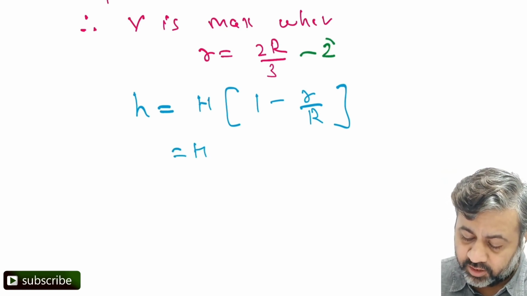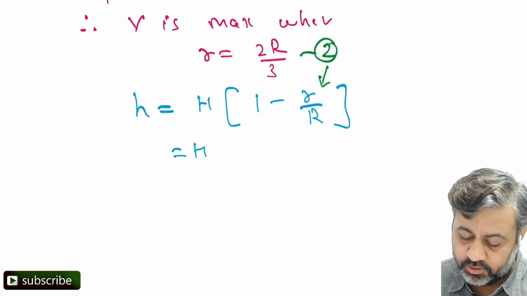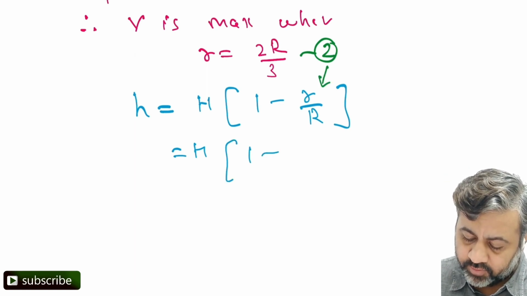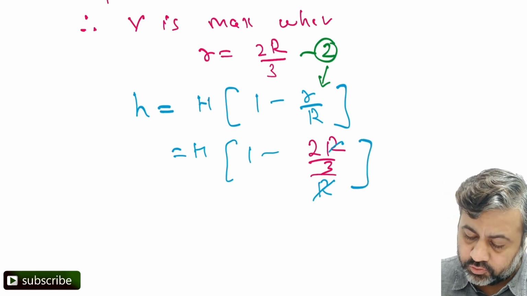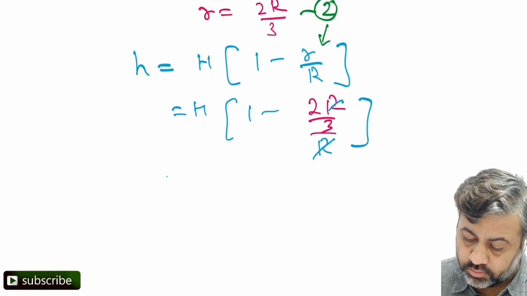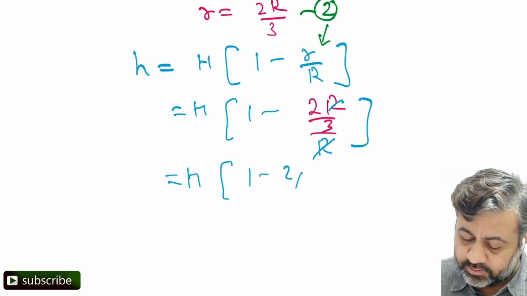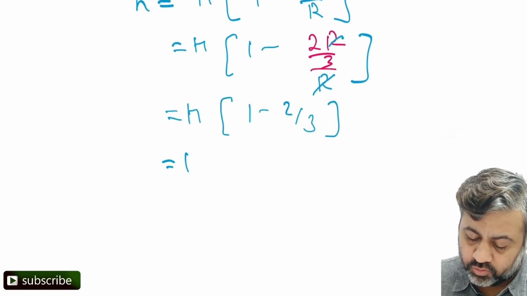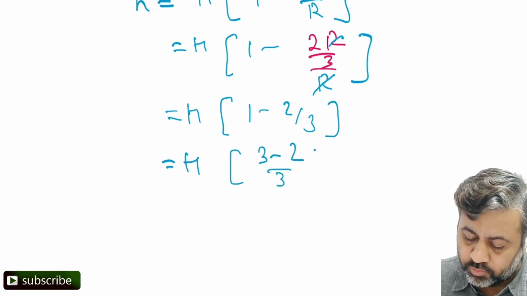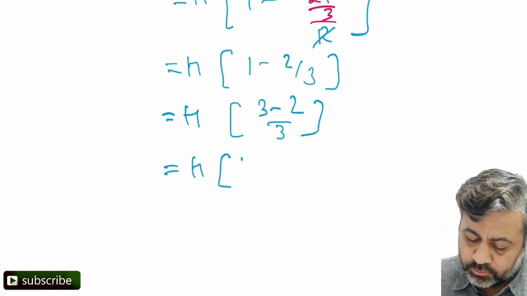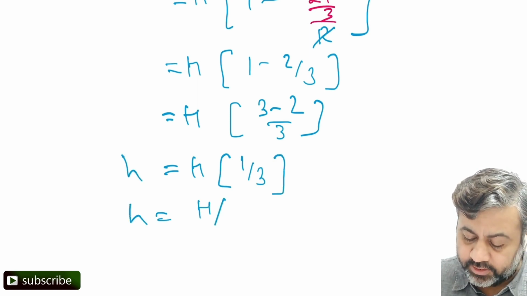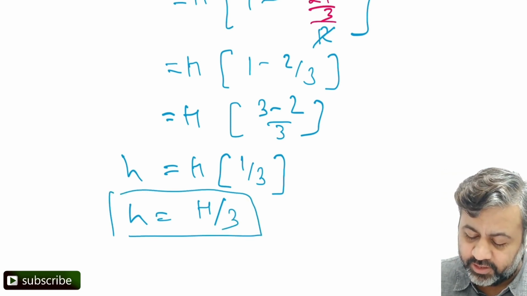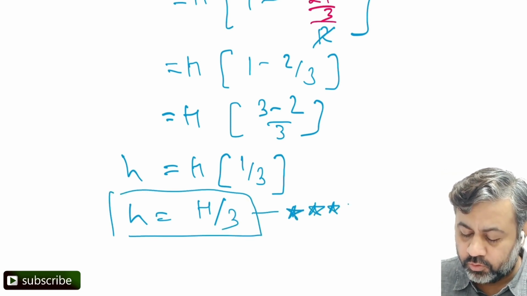So this is my equation number 2. Substituting this value of r here, we get 1 minus 2 times R by 3 upon capital R, but this R is getting cancelled. So we are left with 1 minus 2 by 3. If we simplify this, this will be (3 minus 2) by 3. This is nothing but 1 by 3. So we got that the height of the cylinder is 1/3 of the height of the cone. This is what we wanted to prove.